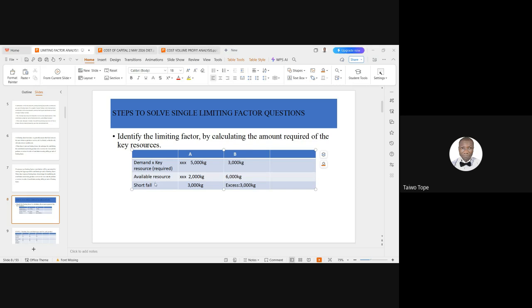So take note, some questions will require you to show these steps. Some questions will just make it clear to you. You'll be able to infer from the interpretation of the statement that this is clearly the limiting factor without showing these steps. But some questions will want to test your understanding, where you are now doubting, am I having two limiting factors or just a single limiting factor? You might need this number one step. So identify the limiting factor by calculating the amount required of the key resources.